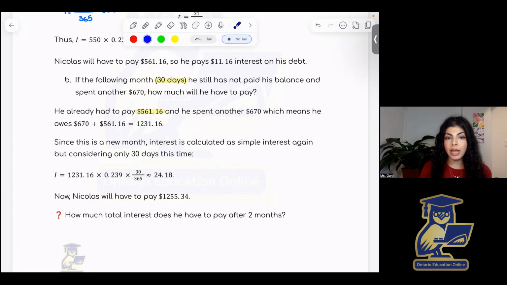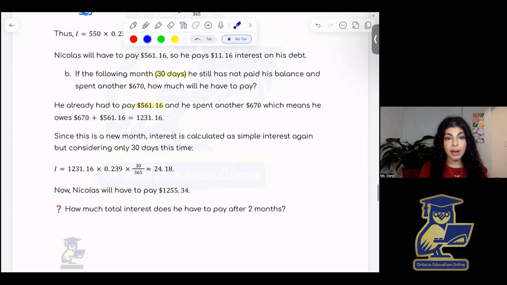So you do need to account for the total and the interest. But you might have been asked how much interest he has to pay, so all you would have to do is subtract the starting balance from the amount that you just calculated, or just from here, we would get $24.18, and that's how much interest he pays.